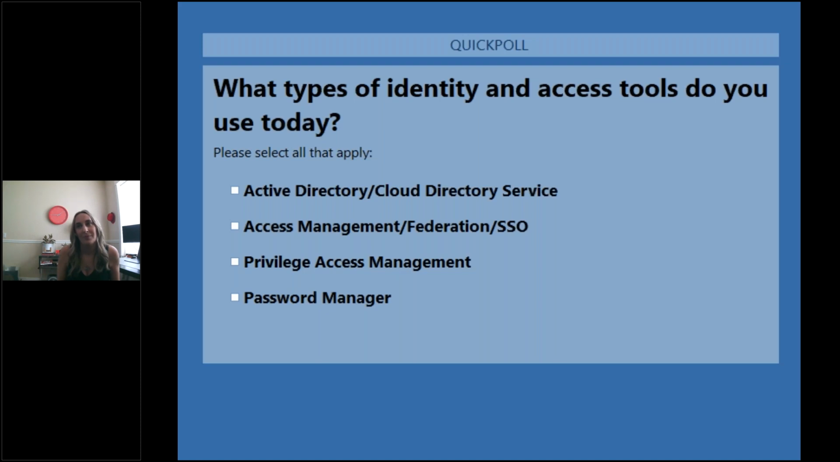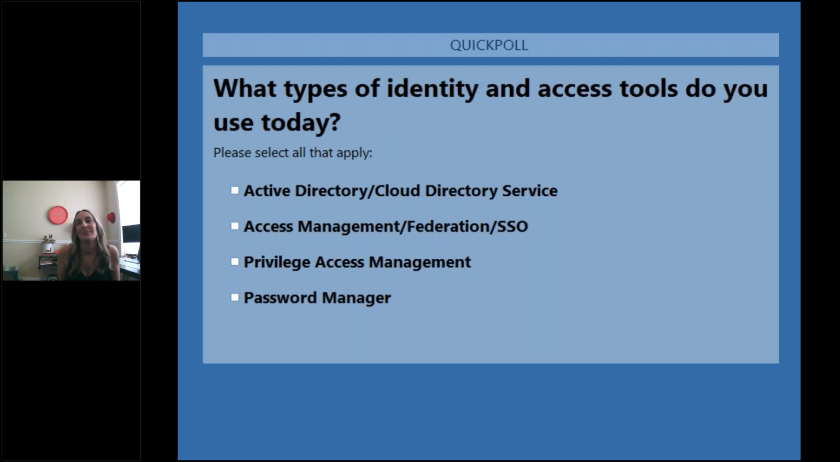We're getting a good mix of results, Carla. Great, glad to hear it. Active Directory and Cloud Directory service has remained in the lead with a close second of Password Manager. Oh, great. I didn't expect that.